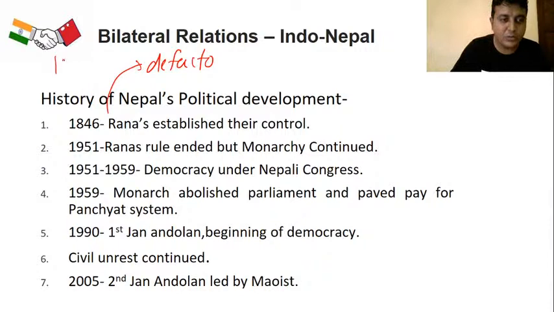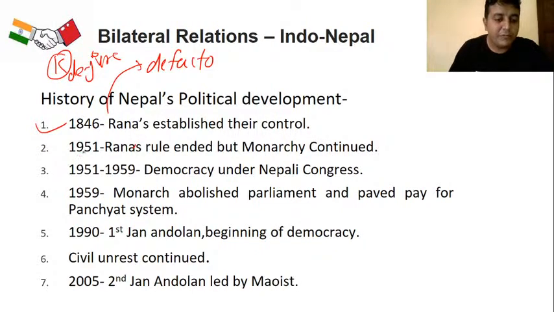Ranas became the de facto rulers, and the king was de jure. Clear? So this arrangement continued from 1846 till 1952. So what happened here?